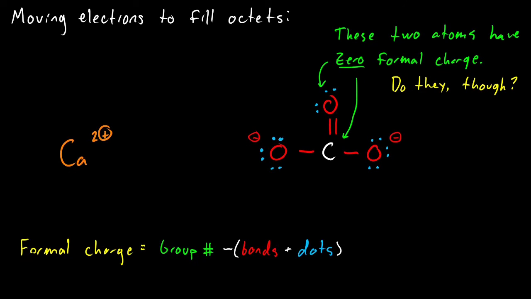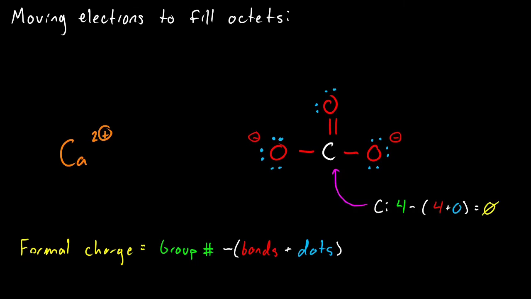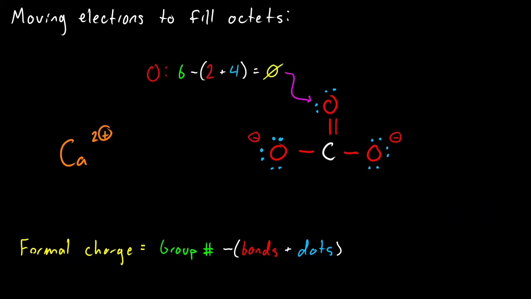All right, so let's check our work here. The carbon atom is in group 4. It has 4 bonds and 0 dots. That would indicate a 0 formal charge. The oxygen atom has a group number of 6. It has 2 bonds and 4 dots. It also has a 0 formal charge. So that means that we verified everything about this structure and that this is a plausible structure for calcium carbonate.